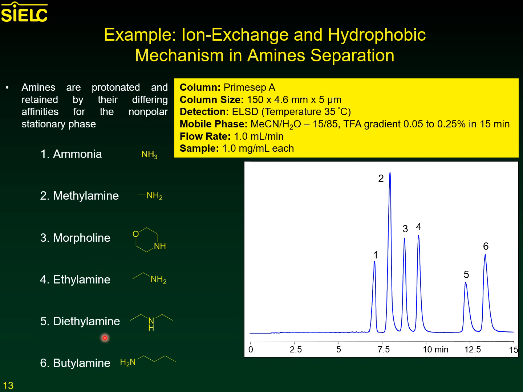Diethylamine elutes next because it does contain the same ethyl group, but it contains two of them. And butylamine elutes last from the column, and this is because even though it is monosubstituted, the alkyl chain is longer in nature, making it such that it can participate more in hydrophobic interactions, or reverse phase mechanism, with the stationary phase.